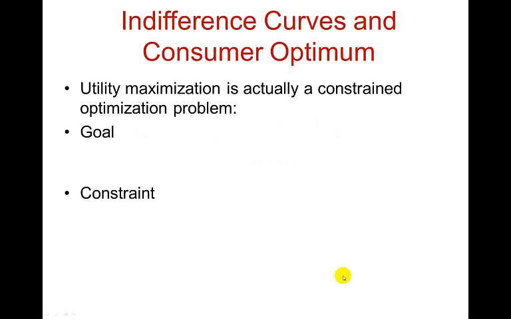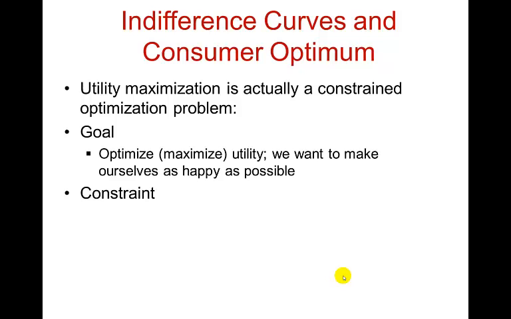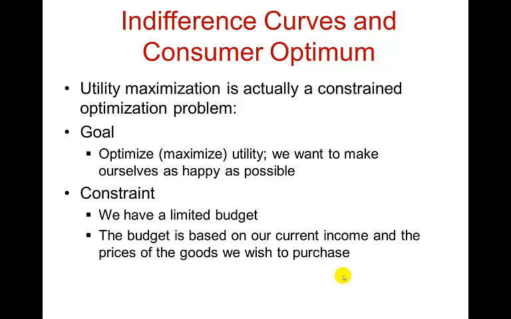So we can think about consumers' behavior as a utility maximization problem. Consumers' goal is to maximize their utility. So we all want to make ourselves as happy as possible, but unfortunately we have constraints. We have limited income, and the goods that we want to consume are not free.